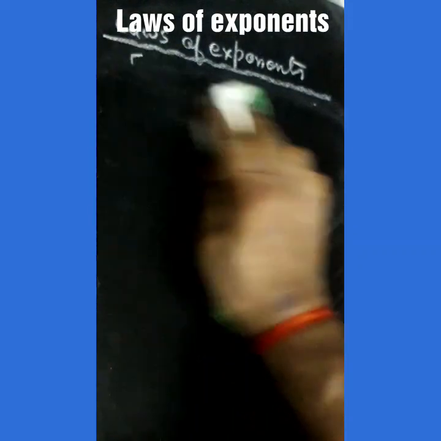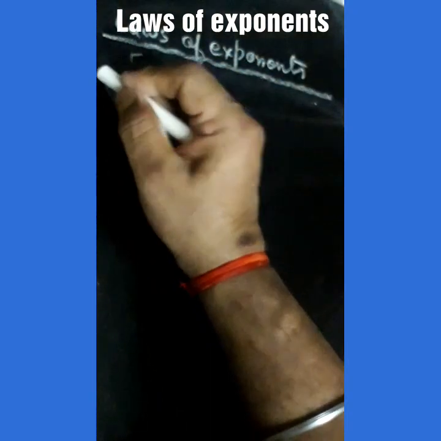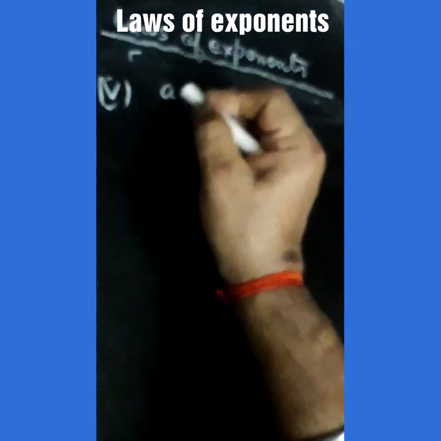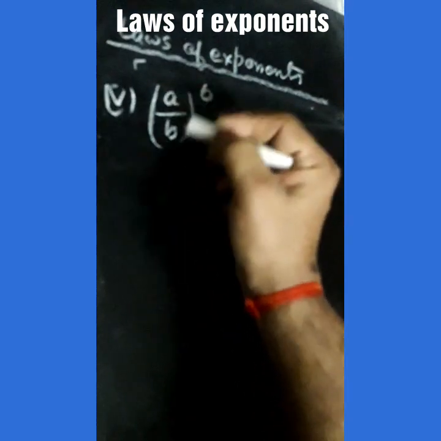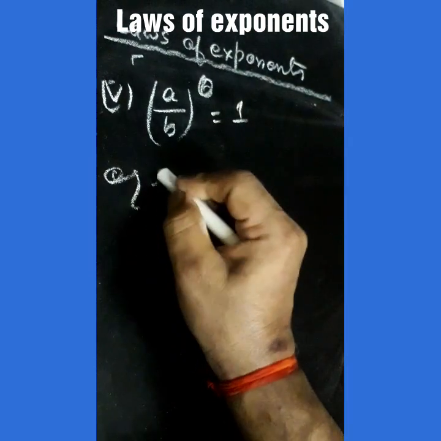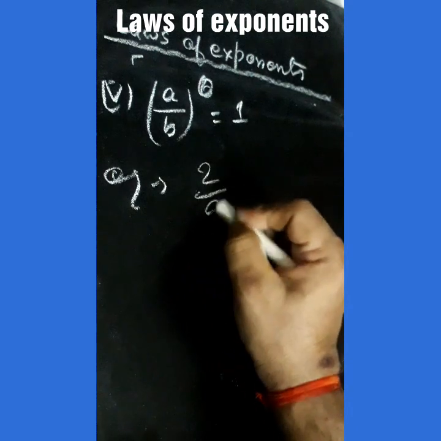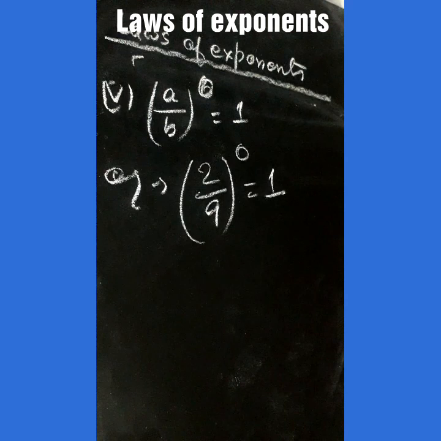Next law, that is fifth. Any non-zero rational number raised to the power 0 will get 1. (2/9) raised to the power 0 will be equal to 1.